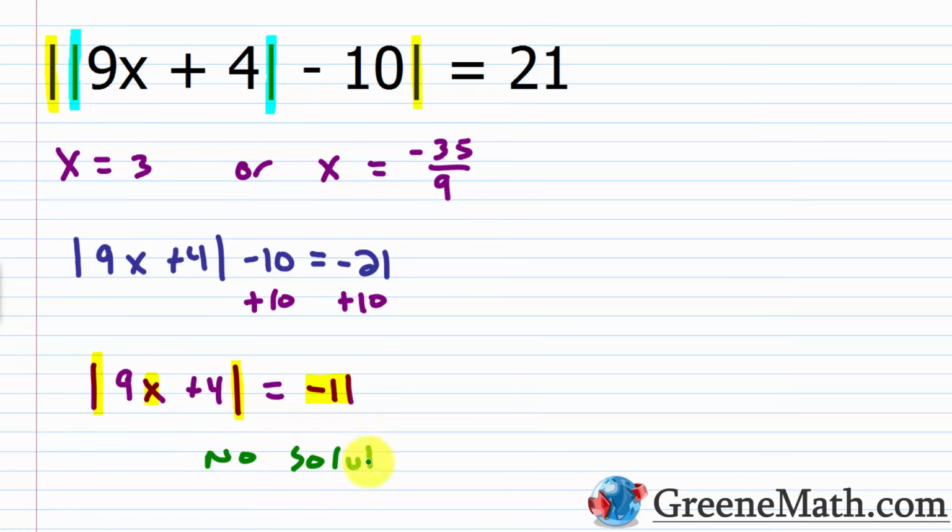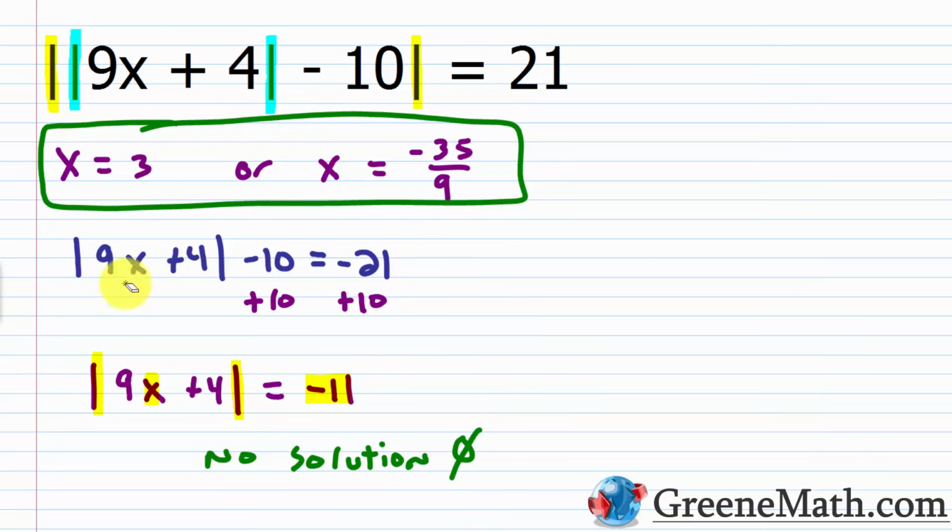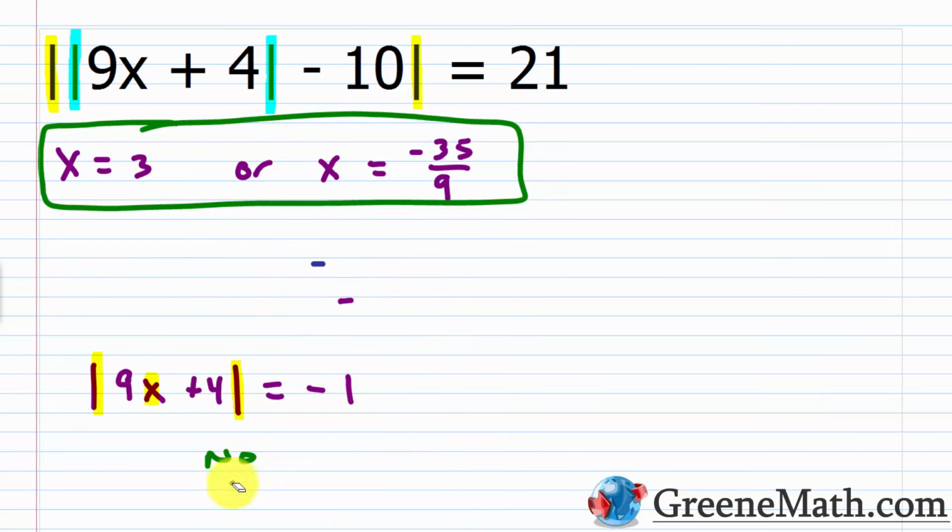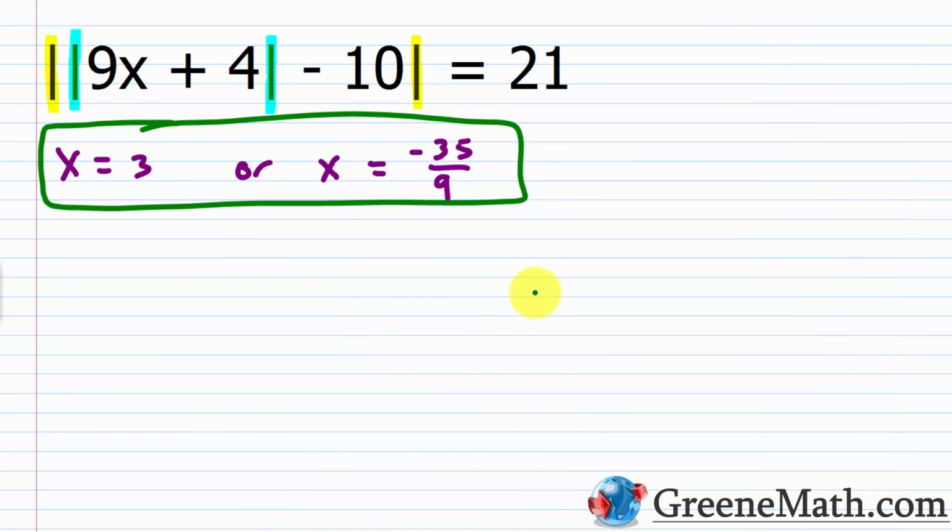There's no solution. But for the equation as a whole, we found that one part had a solution. So this is going to be the solution for the whole thing. This one you can just throw away, right? That part just leads to a no solution type of answer. So for the equation as a whole, the solution is x could be 3 or x could be negative 35/9.